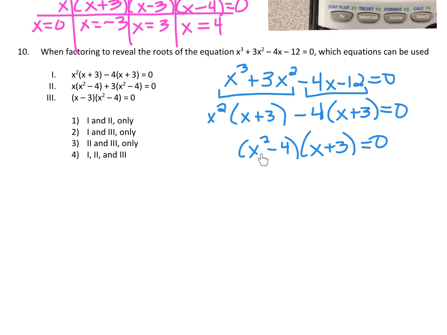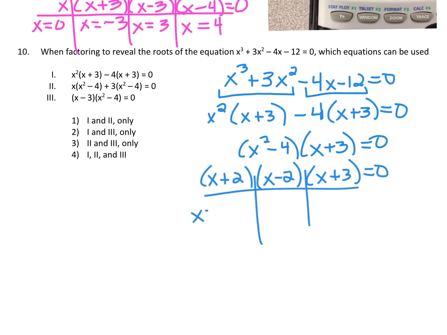So now since this first parenthesis shows a difference, and these are both perfect squares, we can factor that further. So we would factor that to x plus 2 and x minus 2. And then we can bring down the x plus 3. Now, if you were to solve this, you would make a t-chart at this point, and you would wind up with x equals negative 2, x equals positive 2, and x equals negative 3. Okay, so now they wanted to know which of these equations could be used to solve this original equation.